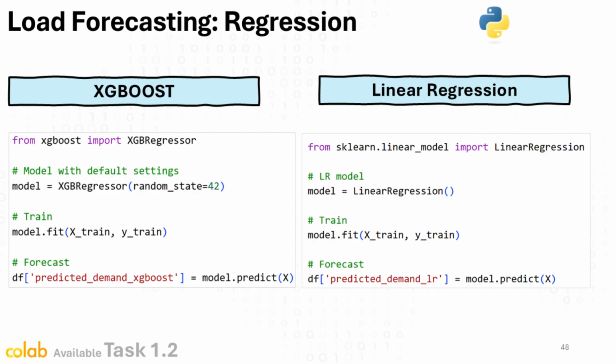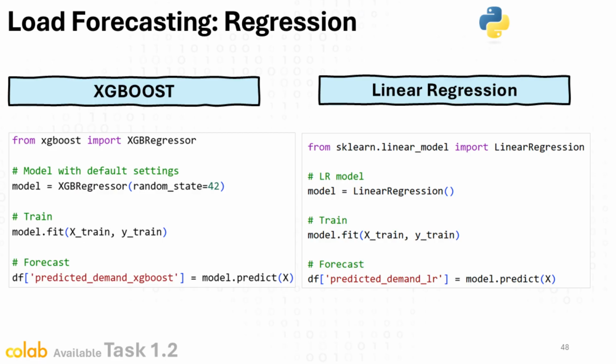On the left, we implement XGBoost, a high-performance gradient boosting framework. We initialize the XGBRegressor with default settings and a random state of 42 to ensure your results match mine exactly. XGBoost is particularly effective here because it can capture nonlinear relationships, such as how demand might spike exponentially rather than linearly as temperatures drop. We train the model on our X_train and y_train sets and then generate a full 168-hour forecast stored as Predicted Demand XGBoost.